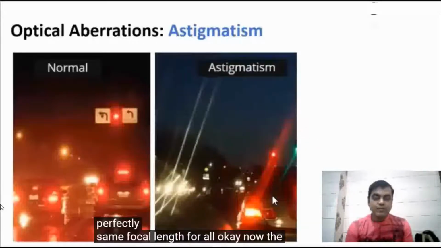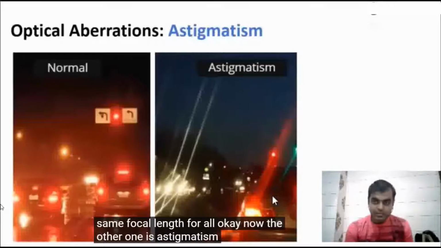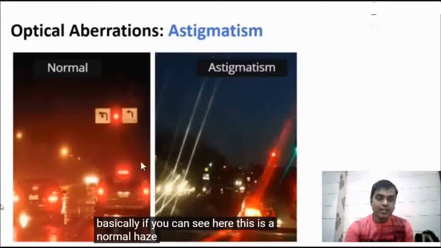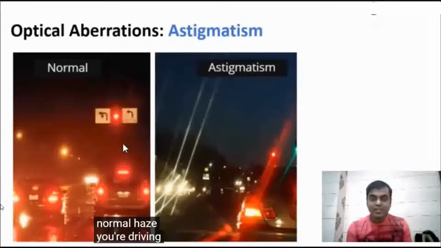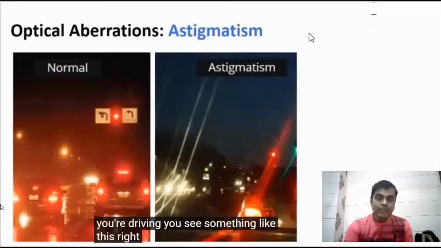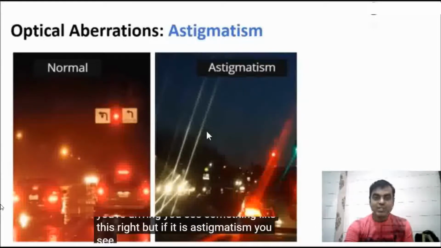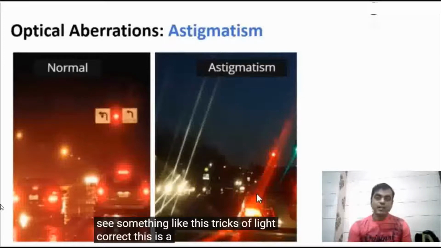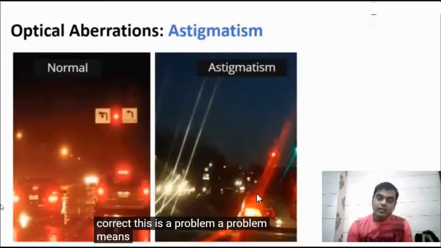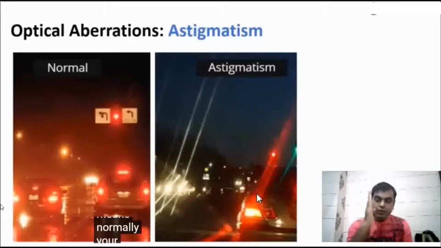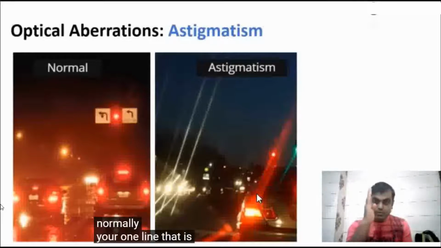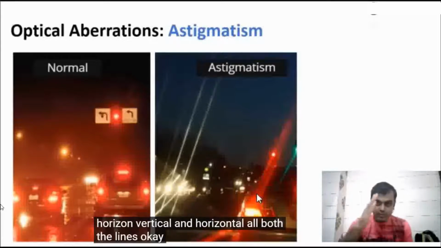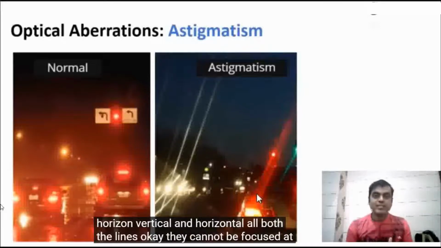Okay. Now the other one is astigmatism. Astigmatism is basically, if you can see here, this is a normal hazy night time while you're driving, you see something like this, right? But if it is astigmatism, you see something like this, streaks of light. Correct. This is a problem. A problem means normally your lines, vertical and horizontal, both the lines cannot be focused at the same time.